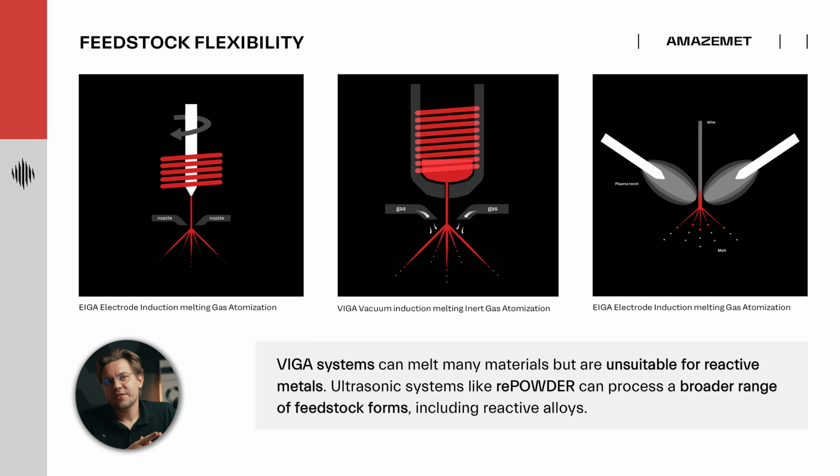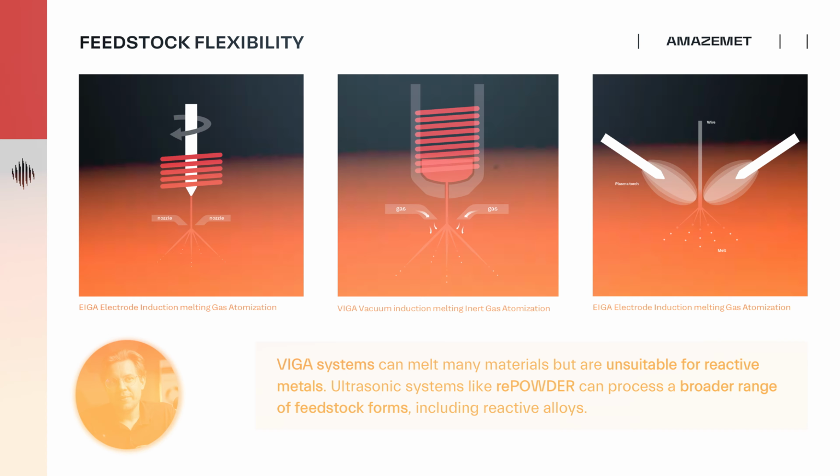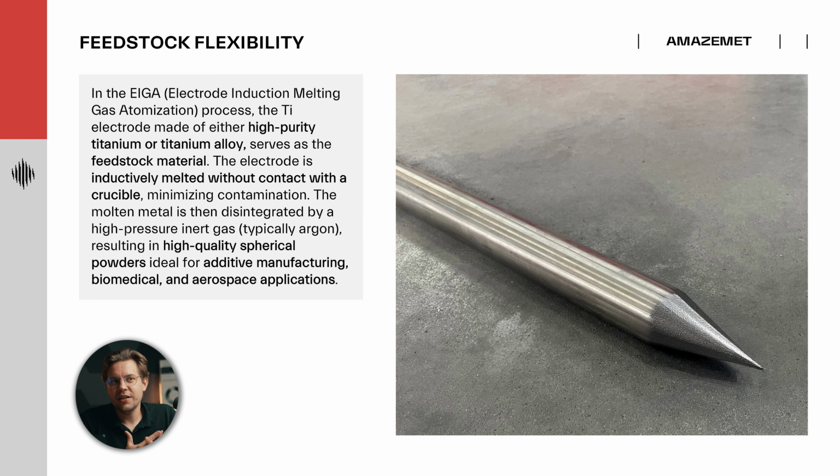But VIGA has certain limitations. It's not possible to atomize titanium, zirconium, other refractory or very reactive alloys there. To process, for example, zirconium-based or titanium-based setups, we need to use EIGA, electrode inert gas atomization. It requires a certain form of material, in particular a bar, that is atomized within the system. Creating such a bar is challenging by itself.